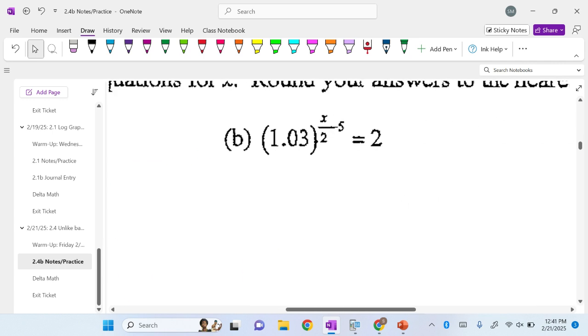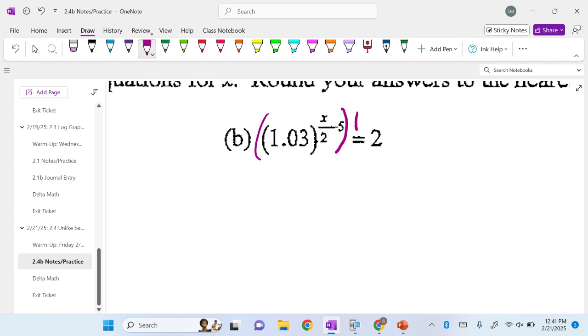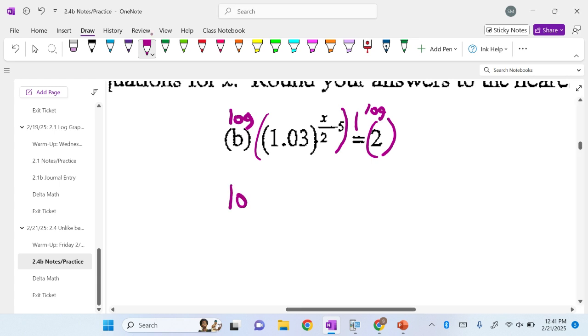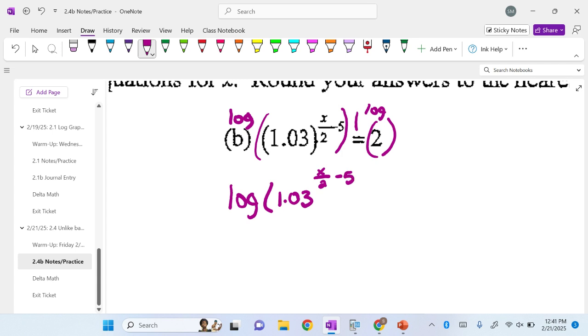So, letter B. Since the base is already isolated, there's nothing outside of it or being multiplied to it. We can go straight into taking the log. So we log it on both sides. So this is log of 1.03 all raised to, and this is kind of hard to see, but it's actually x over 2 minus 5, is equal to the log of 2.